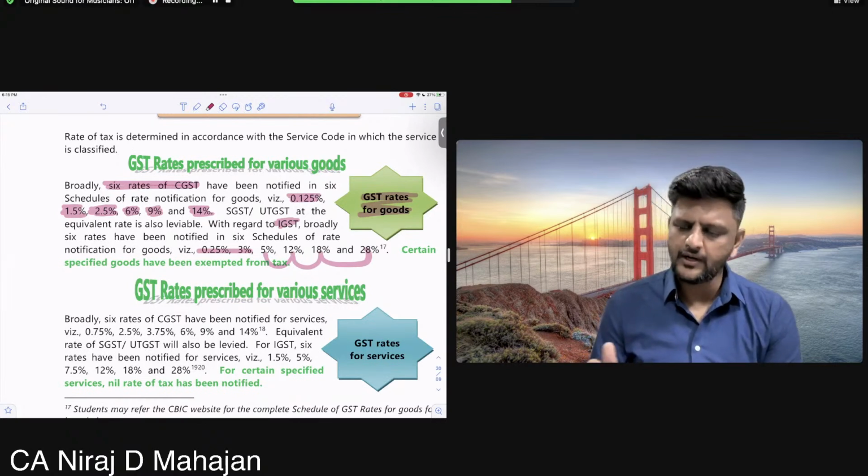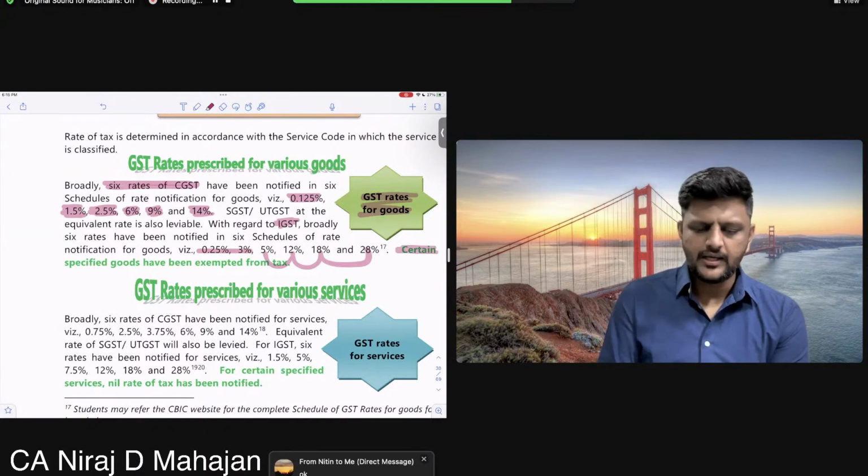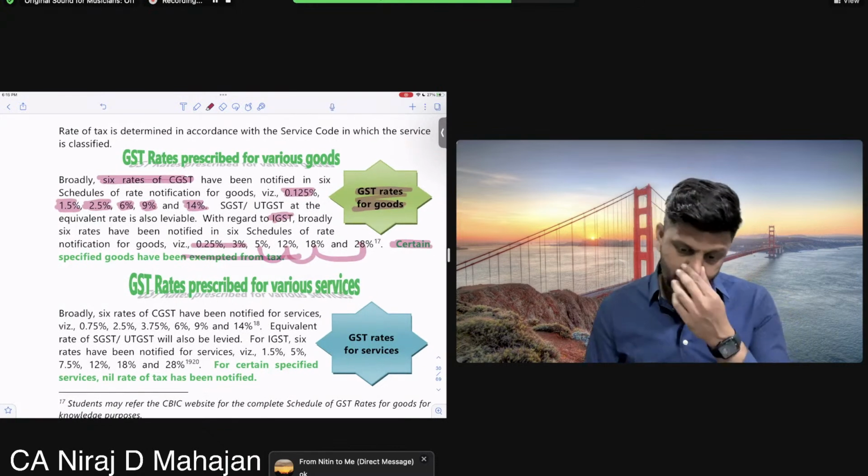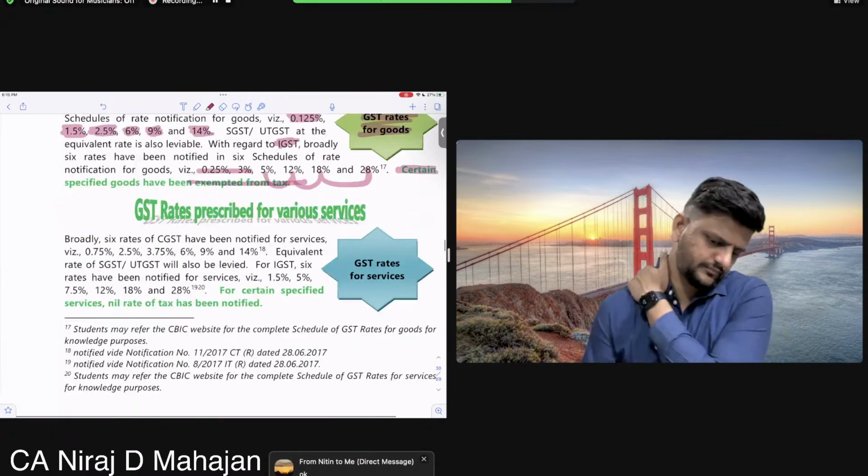And obviously certain goods are definitely exempted from tax. That we will see in the chapter of exemptions. Okay, everybody?